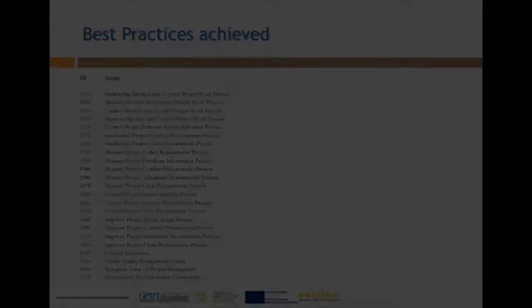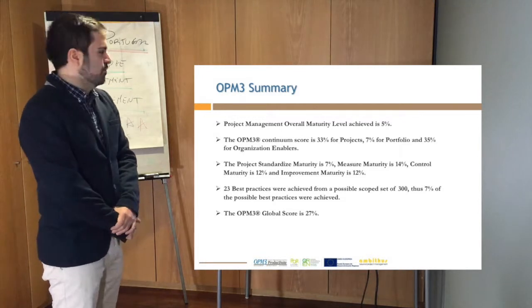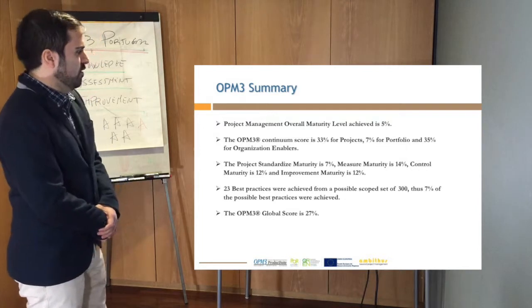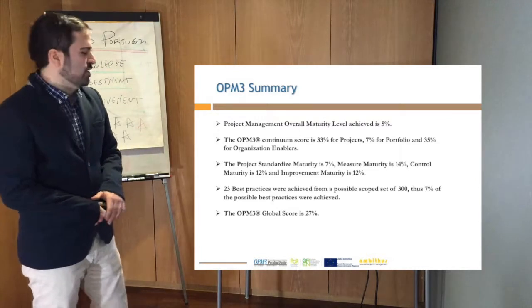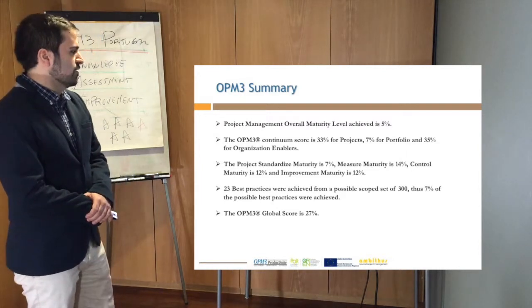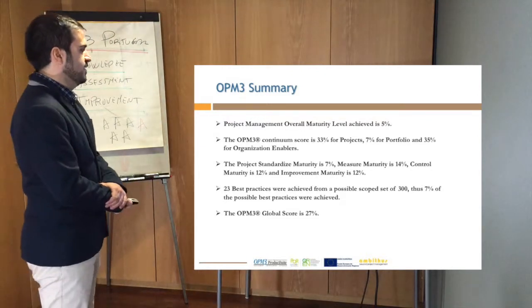Now I'll show you the OPM3 summary results for the information systems of small size. We see here that the project management overall maturity level is 5%. But if we count all the effort that is made on the projects, counting every technique that is implemented on the projects, even if it's not across all the organizations, we get a total global score of 27%. So we should focus on this one instead of 5%.